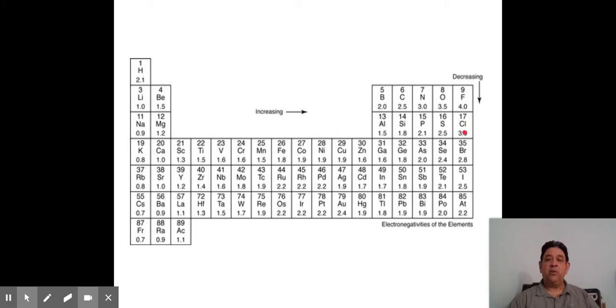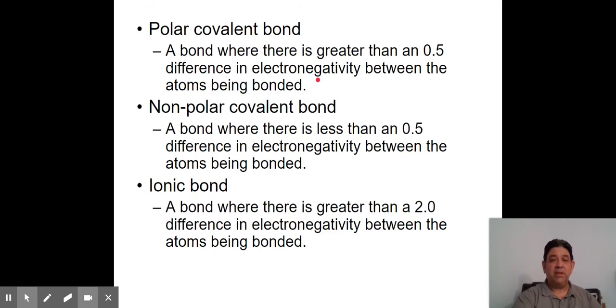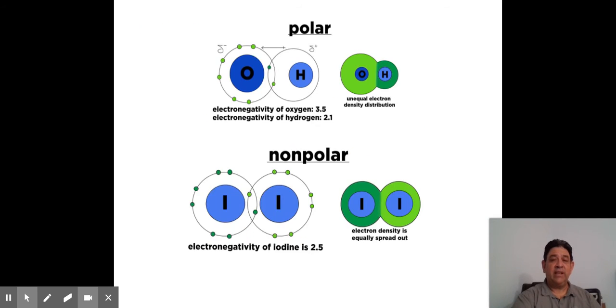So whenever one element has two more electronegativity units than another element, it pulls the electron completely off, forming what do you call it? An ionic bond. Now those are just guidelines. The cutoff points are a little sketchy, but it gives you an idea of what it is.